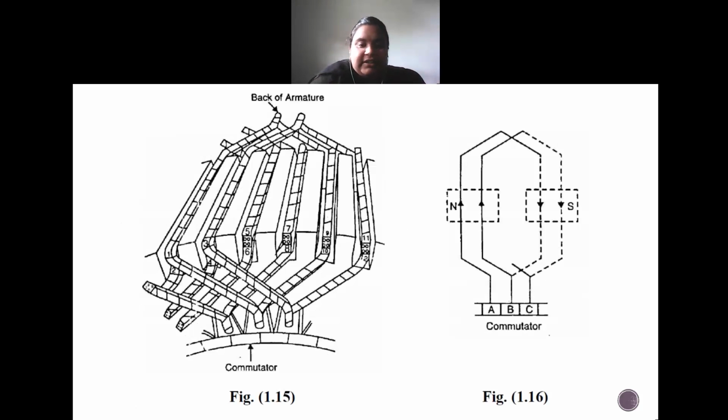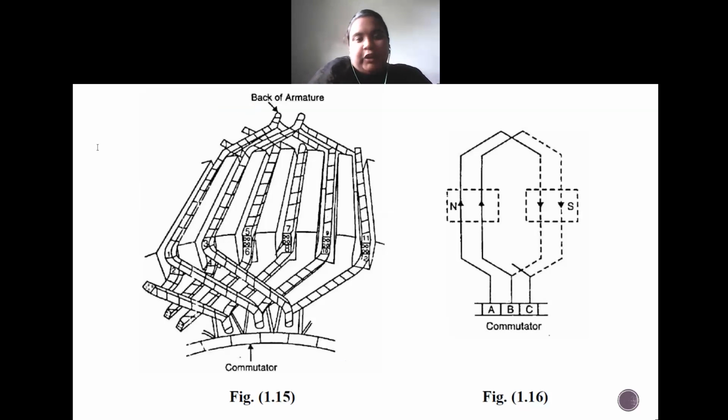Okay, so this is the connection diagram. Just understand how this is being connected. As I mentioned in the previous topic, this is called the back of the armature, the back end, and this is called the front of the armature, the front end. Let me write it. Back end, front end. Cool.